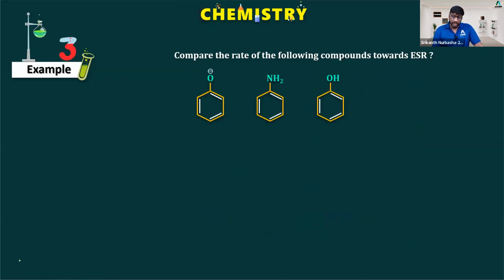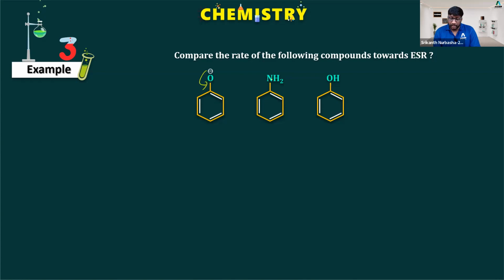Compare the rate towards the following compounds towards electrophilic substitution reaction. O minus is electron donating, NH2 electron donating, OH also electron donating. If all three groups are electron donating by mesomeric effect, you have to think of which can donate greatly. The negatively charged species can donate the electron density greatly when compared to neutral. NH2 and OH are neutral, whereas O minus is negatively charged, so it can donate greatly.